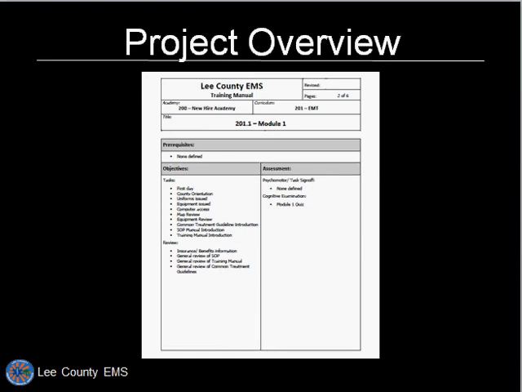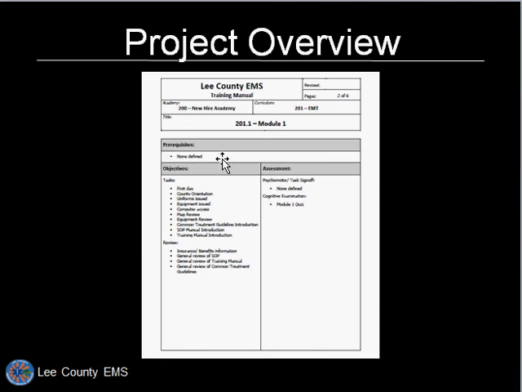This picture here is an example of what one of the modules look like. So the way this is structured at the top, it gives you all the information of where you are within the manual. So Academy here, this is the New Hire Academy. This is the EMT curriculum within the New Hire Academy, and then this is Module 1. Module 1 is set up, and all of the modules are set up almost identical to this. The difference will come within the prerequisites, objectives, and assessment sections.